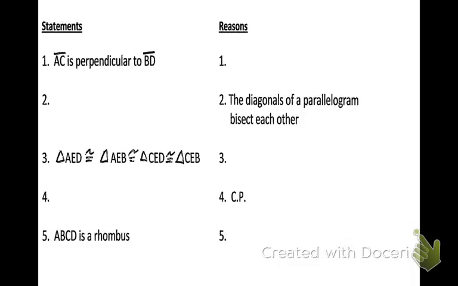First step. So, the first step, AC is perpendicular to BD. How do I know that, Victoria? Given. That's given. Step 2. What do I know from the diagonals of a parallelogram bisect each other? Ellie.